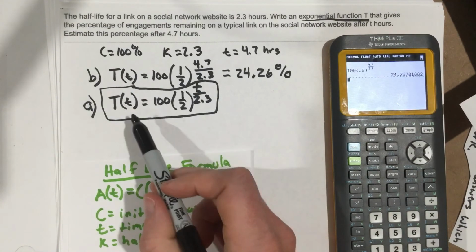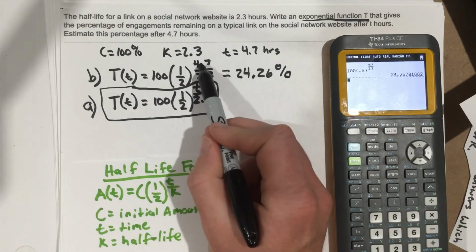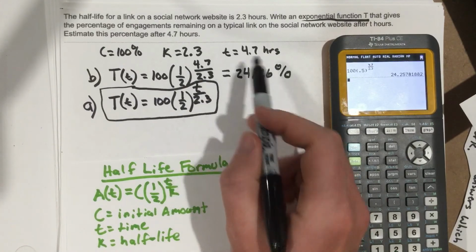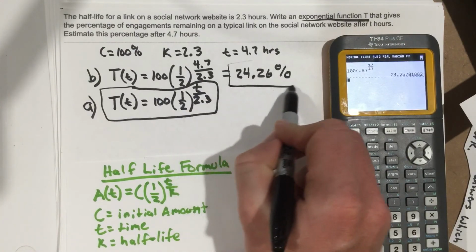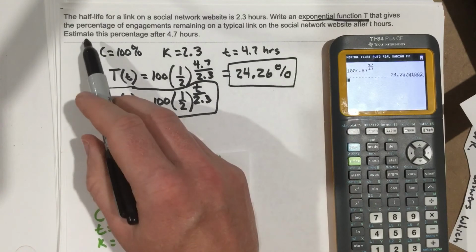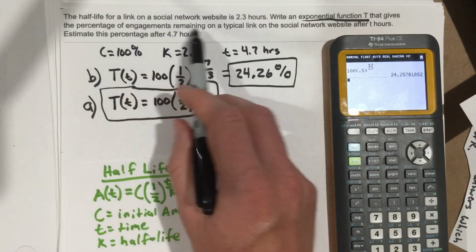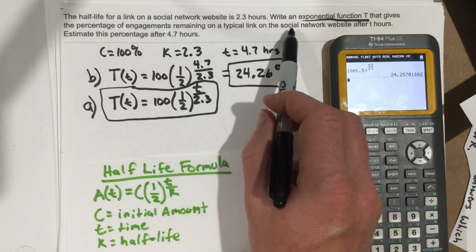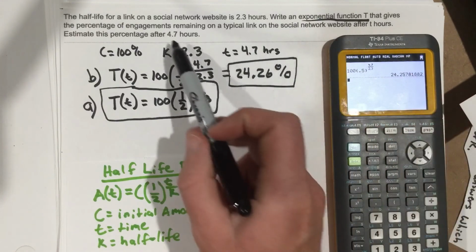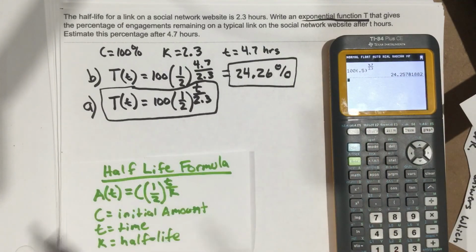So our formula was this. We used 4.7 to plug in for t, and we got a drop. So it says estimate the percentage remaining on a typical link on the social network after 4.7 hours. Well, that's only 24% remaining.